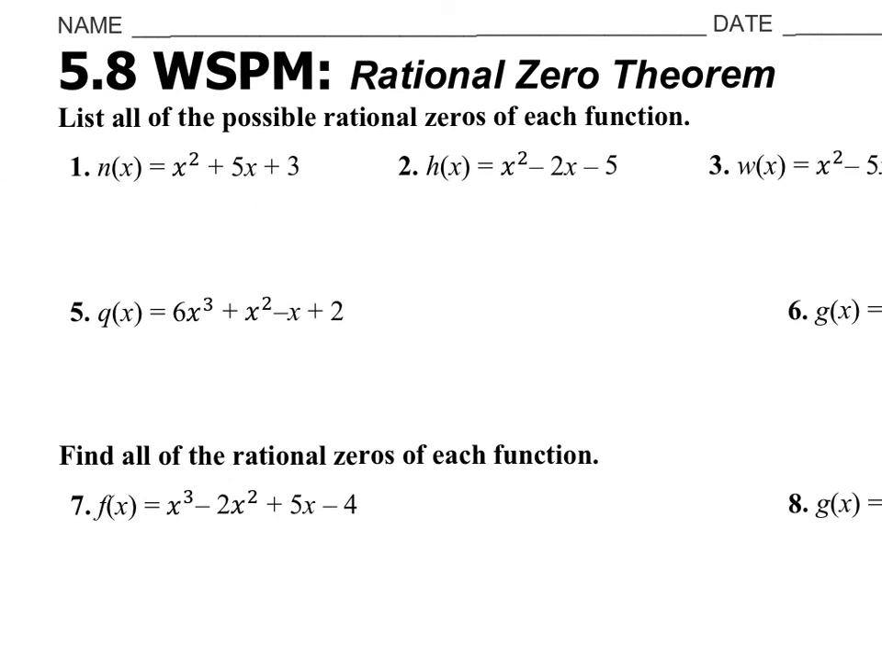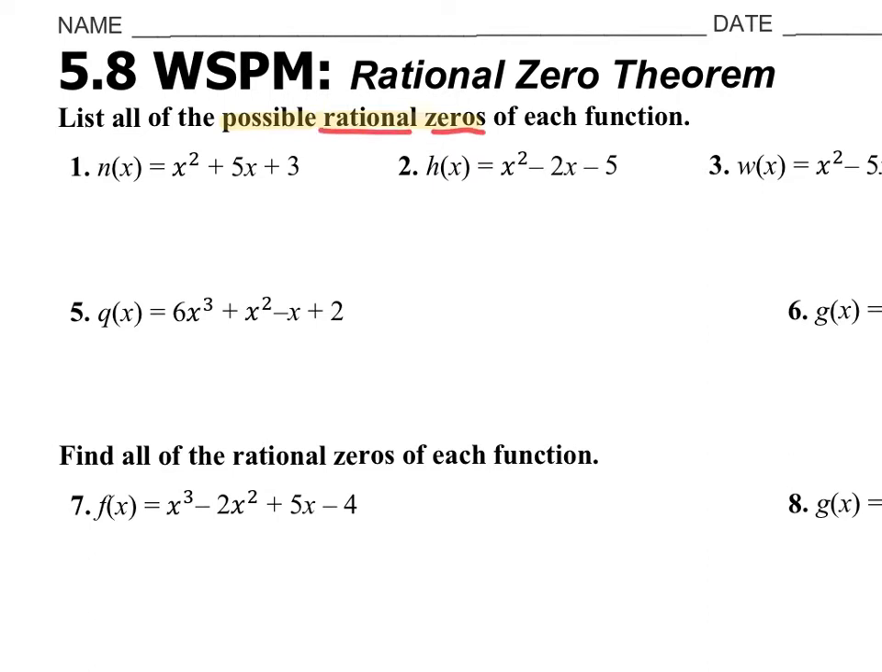Let's look at the instructions, and we need to understand what the instructions mean. It says, list all the possible rational zeros. All the possible rational zeros. Now, what the heck does rational zeros mean?